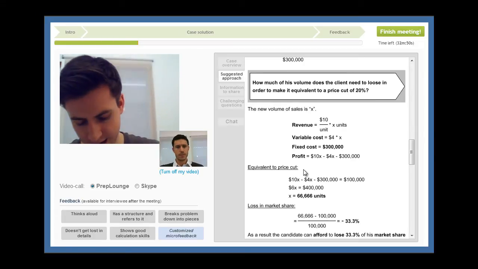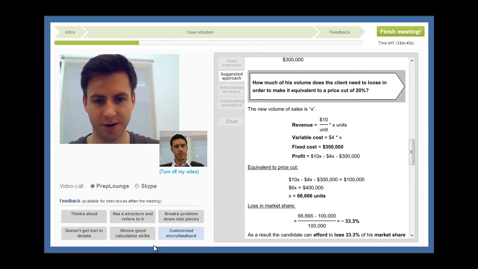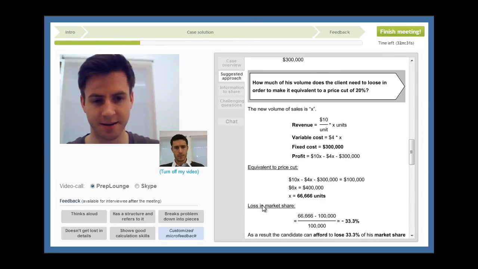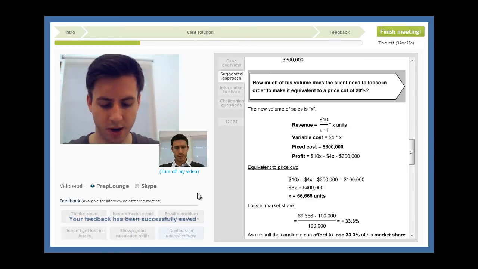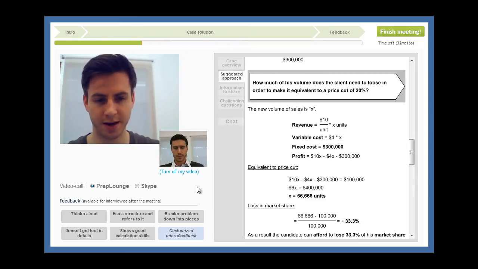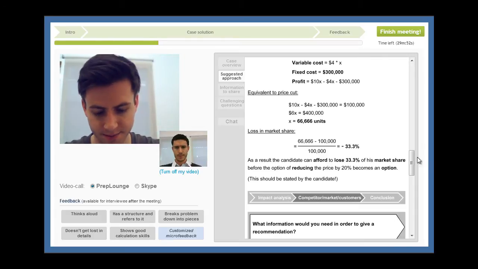Let me just draw an equation here. We have the revenue of $10 times X, which is the amount of products. Then we have to deduct the variable costs, which is $4 times X again, and then we have fixed costs. Fixed costs need to stay the same regardless of the amount sold. Previously we had fixed costs of 300,000, and they should stay the same. So we have to deduct 300,000, and that equals 100,000. Now, if we solve that equation for X, we get 66,666. So let's say 66,000.